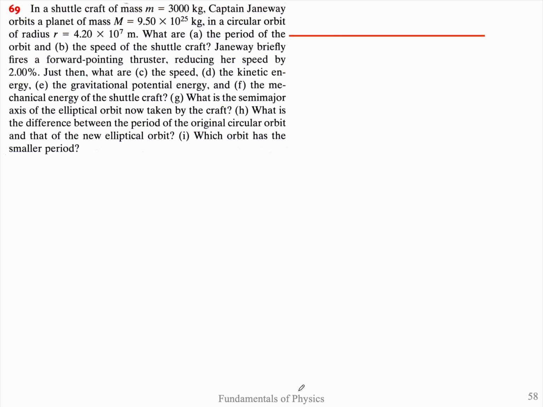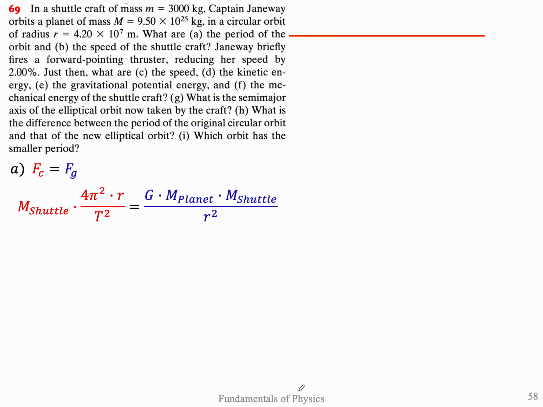So number 69, we have a shuttlecraft, and we've got Captain Janeway in a circular orbit around a planet. What's the period of the orbit, and the speed of the spacecraft? Solving that one is pretty straightforward for part A, circular orbits.